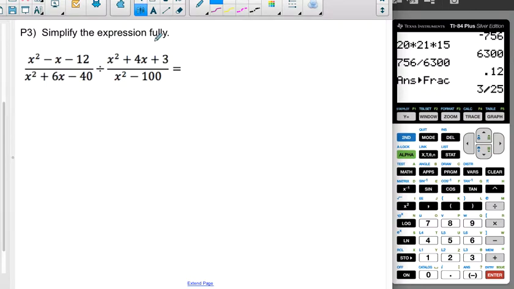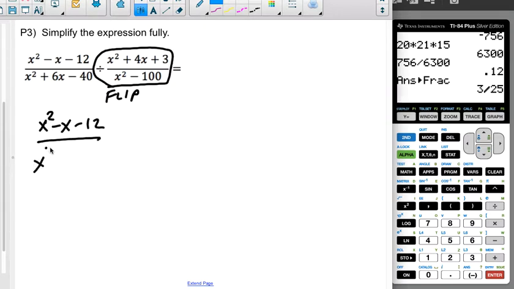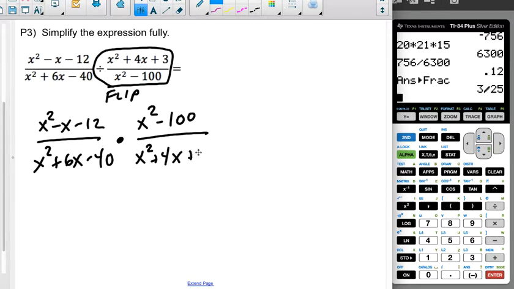All right, so go ahead and give P3 a try. Remember, before you do anything else, your job is to flip this and make it multiplication. So flip the divisor and make it multiplication. So I have an x squared minus x minus 12. I would suggest you do this before you factor anything, because if you factor first, you sometimes accidentally try to cancel things from the wrong floor. So please do the flipping before you do the factoring. You'd be surprised how many times you accidentally cancel something you're not supposed to cancel otherwise.